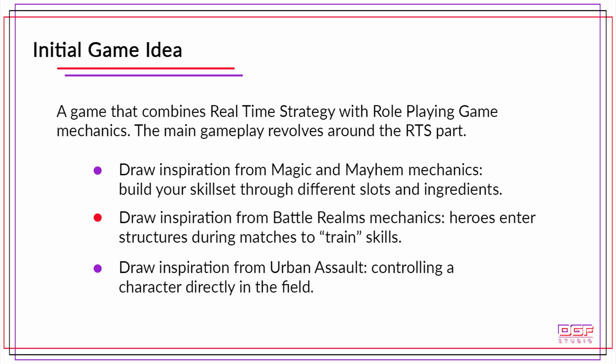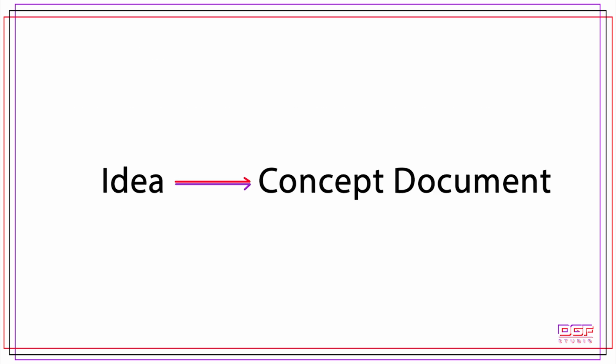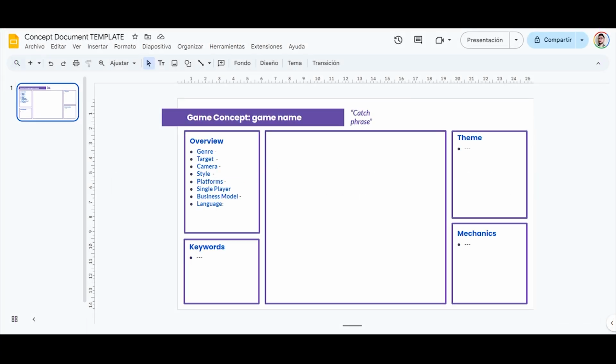Where to start? In the previous video, I wrote the idea for a game called War of the Maelstrom, a real-time strategy project that includes RPG mechanics. So now, it is time to grab that idea and turn it into a concept document. We will work in Google Slides for the sake of simplicity, but you can work in the tool you prefer. I will leave in the description of the video this template for you to download. But let's give it a quick look right now.